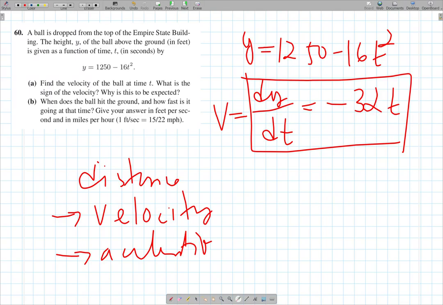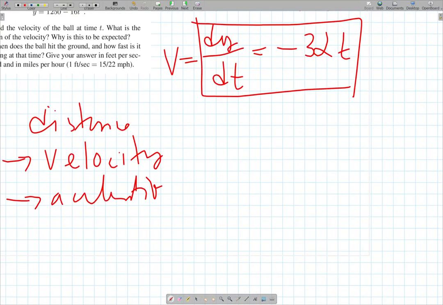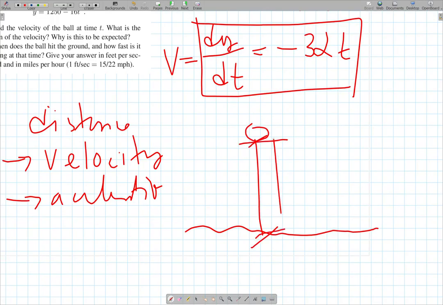Letter B. When does the ball hit the ground? For example, para natin ma-explain yan. Let's say, nandito ang ground natin. Ito ang ball. Ito yung height niya, class. Yung height niya is y, which is equal to 1250 minus 16t squared. Yan ang height. So, he's asking when does the ball hit the ground. So, meaning, yung ball natin, class, dapat nandito na siya.